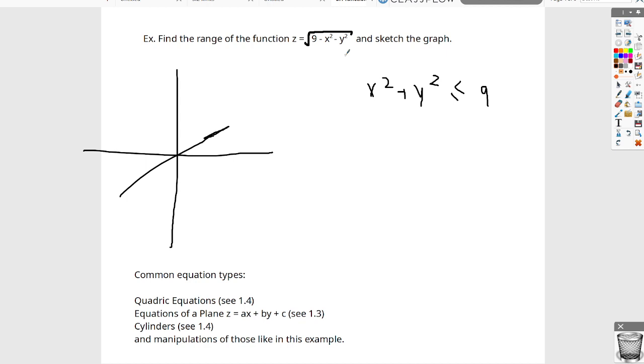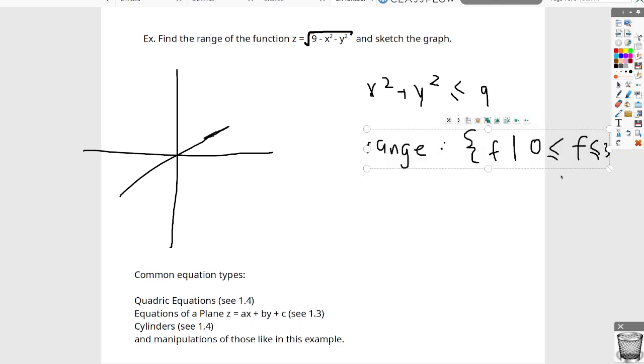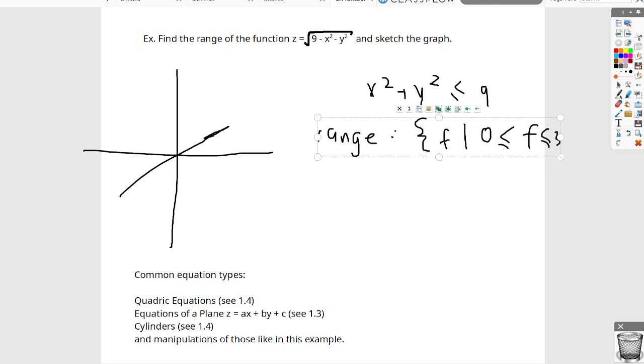So the lowest that the number can go is 0. Right? So 9 minus 0 is what we're saying, which is square root of 9, which is 3. So the range is, I'm not sure if this is the right notation, but I'm just going to use it, f, where 0, f, and make sure it has the functions f such that f is between 0 and 3 inclusive. And that is your range.